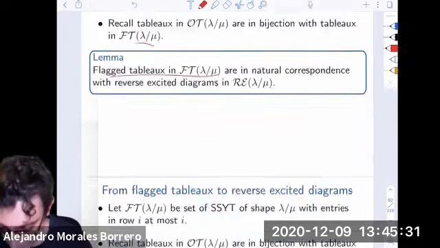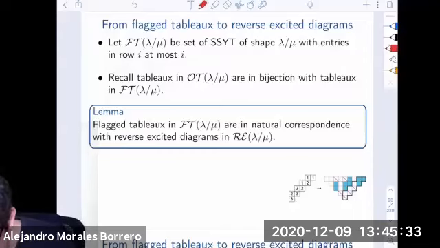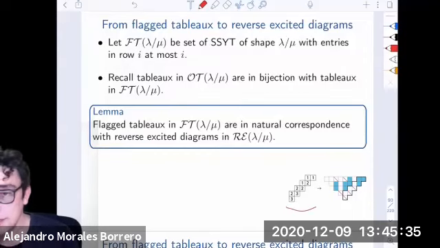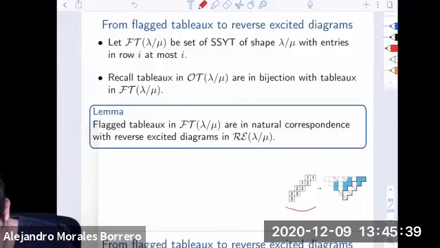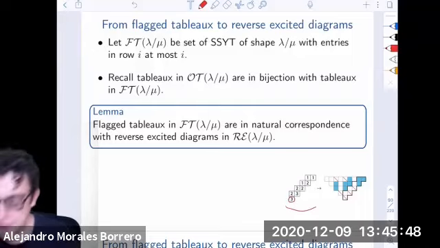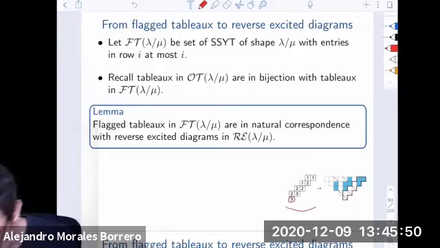So let me give you an example. So here's a flag tableau. To get the reverse excited diagram, the only thing you do is, in some sense a flag tableau is like a lazy reverse excited diagram. So all you need, these numbers are just telling you how far you moved. So let me give you an example.